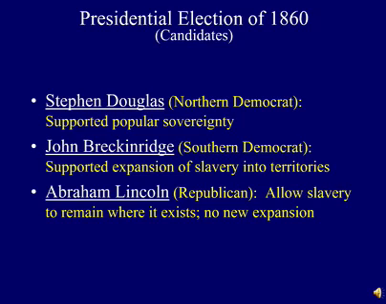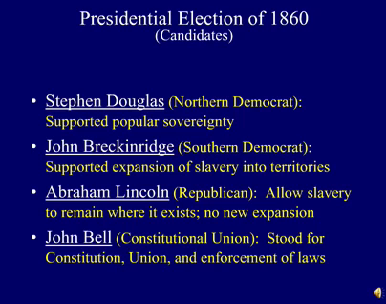into all new territory. Abraham Lincoln was the Republican nominee. He would allow slavery to remain where it already existed, but wanted to prohibit its expansion into new areas. Finally, John Bell looked for compromise. He ran on the Constitutional Union Party ticket. He supported the Union, the Constitution, and enforcement of laws.